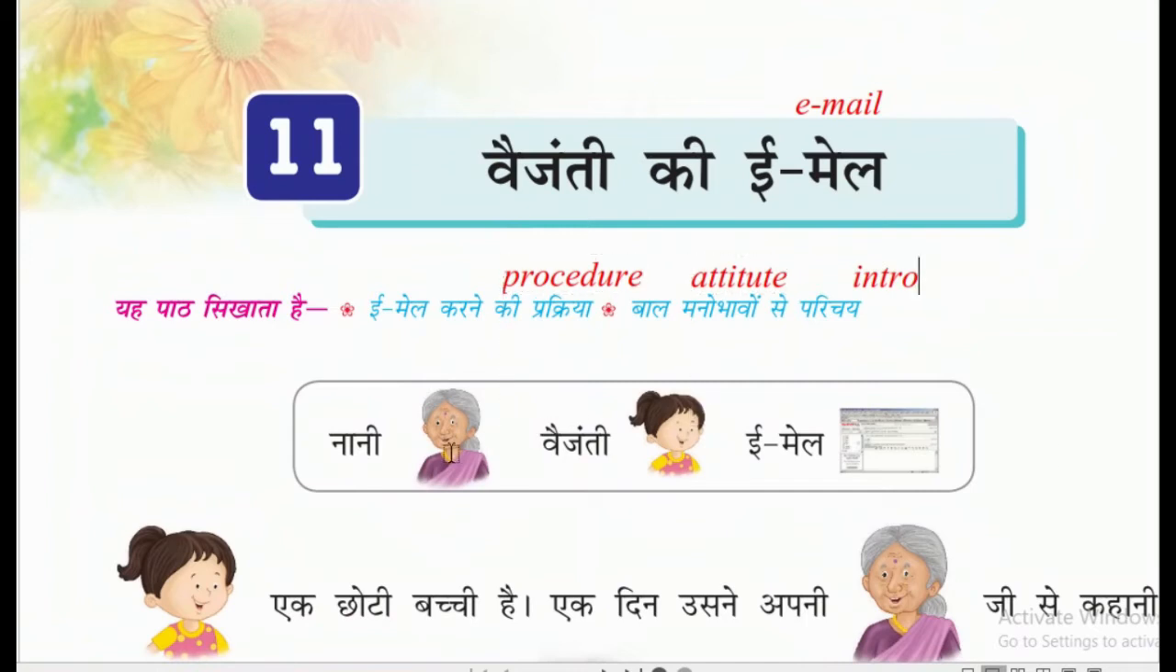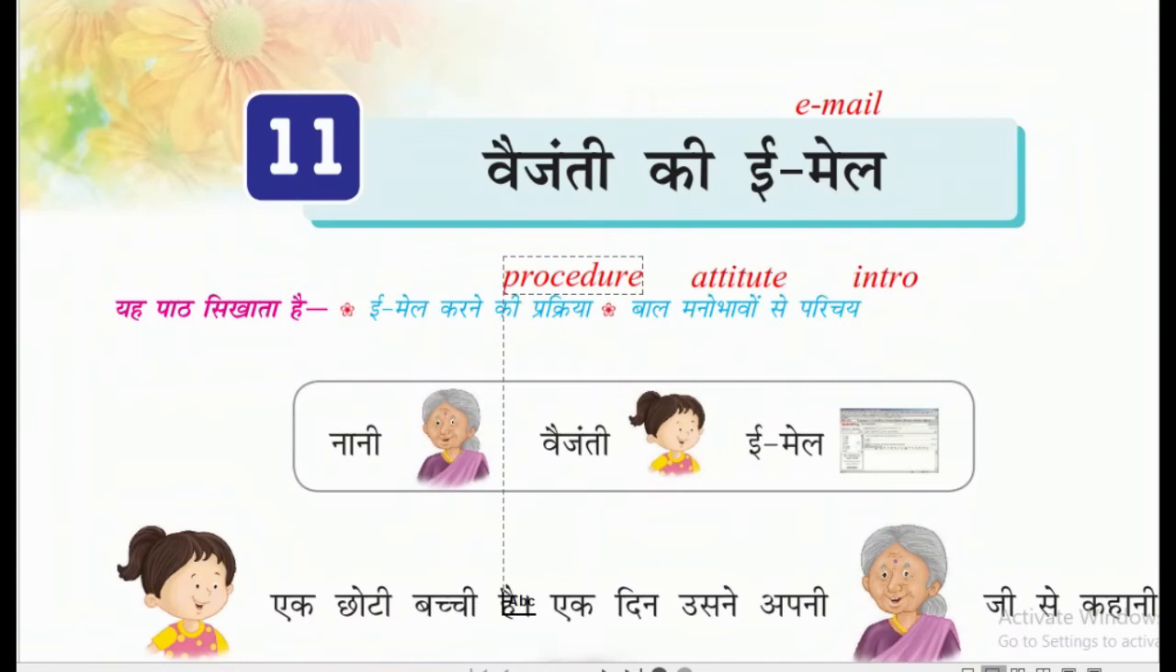In the stories with these pictures, we have to read the picture as a nani, and the main character is Vaijanti. This is known as an email, and some other pictures are also there. We have to find out the names of them. Let's go to the lesson.